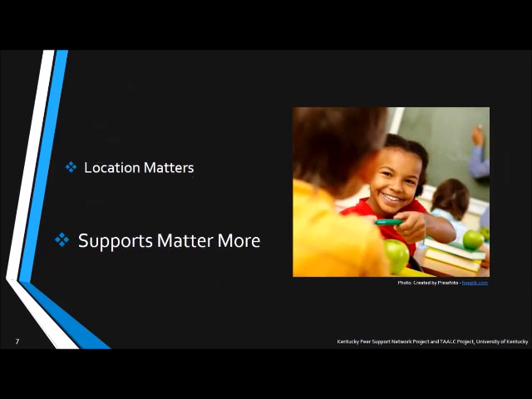So in thinking about inclusion and opportunities for communication, location matters. It matters tremendously. But supports might matter more, because even if our students are in an inclusive setting, if they are not included in the same activities and the same learning as the other students, is it really inclusion? If nobody else in the class is actually talking to them, is it really inclusion? So location matters, but if we don't have supports in place, so the students are engaged and have ways to communicate, they're still not really included.